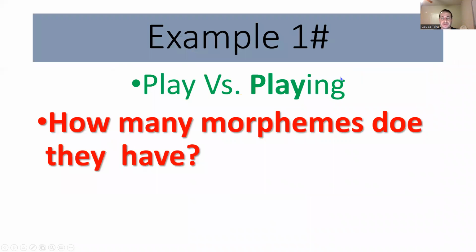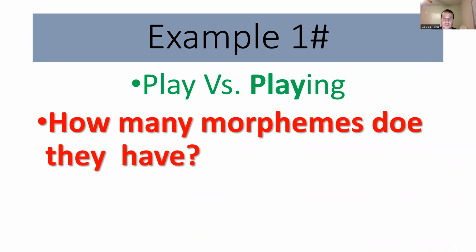So let's give an example to make it clearer. The word play, for example, is a combination of four sounds, so we cannot divide it anymore. If we imagine we can take out the sound P and keep the same meaning, no, the meaning would be totally different.